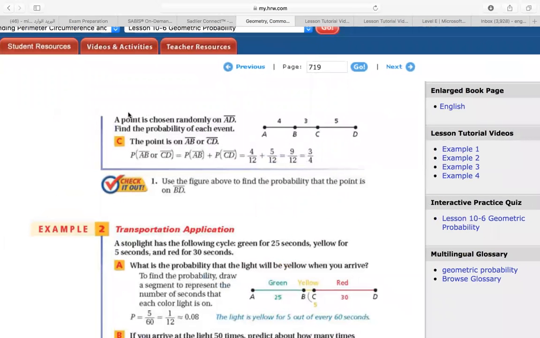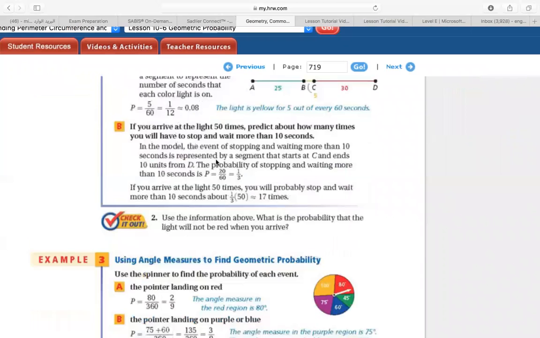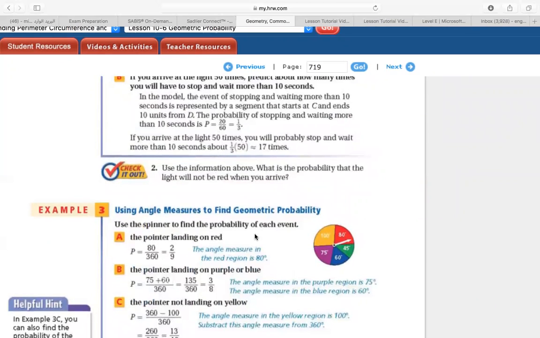As we learned yesterday also, a point is chosen randomly on AD. Find the probability of each event. The point is on AD or CD. If I find that "or" means "and," I'm going to add. Okay, and we also solved the spinner. It is about angles. When I am talking about angles in a circle, the total measure of all the angles is 360. Let's watch this video.